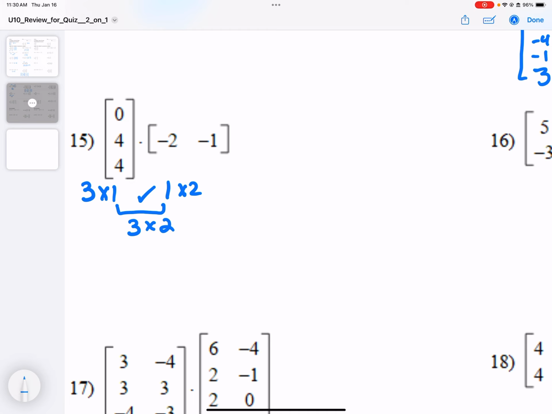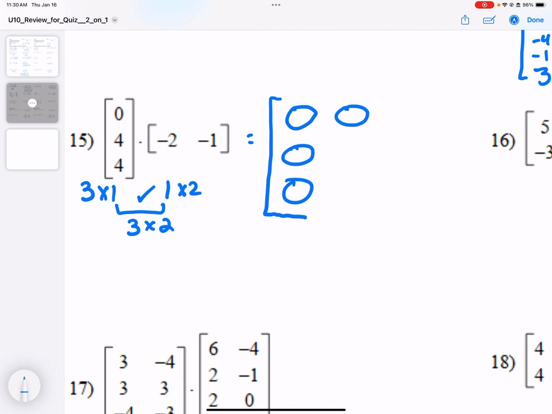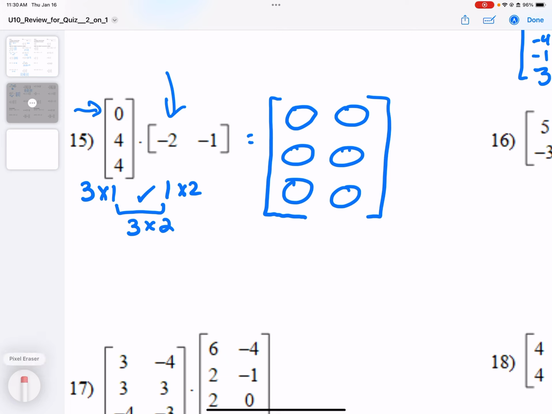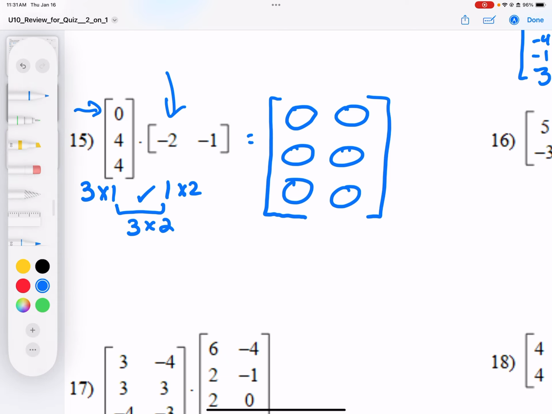Well, it does. Remember when we're doing these, we do rows and columns. Okay, so I have to have a 3 by 2, so that means I have 3 rows, so I have to fill these circles. And we can only fill circles by going this way and this way. I'm going to change colors here.